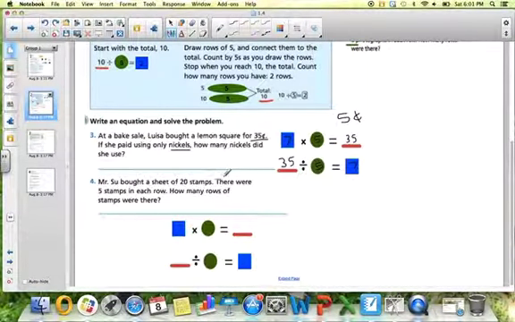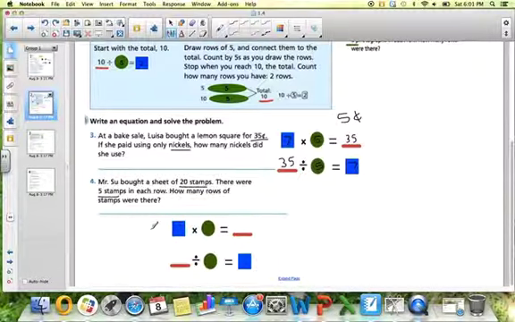Okay, number 4. Mr. Sue bought a sheet of 20 stamps. There were 5 stamps in each row. How many rows of stamps were there? So let's use this little thing. He had a sheet of 20 stamps. There were 5 stamps in each row. So we need to find the rows.